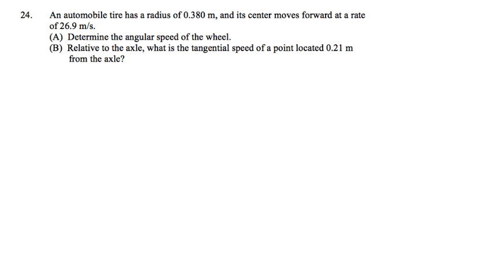So in part A, angular speed means omega. So that is our unknown, and we want that to be in radians per second. It says an automobile tire has a radius of 0.380 meters, and its center moves forward at a rate of 26.9 meters per second. Now, here's one thing that's interesting about this. If the center moves at 26.9 meters per second, then the wheel that's touching the ground is moving at 26.9 meters per second. See if I can, I have a wheel here that I'll show you what I mean.